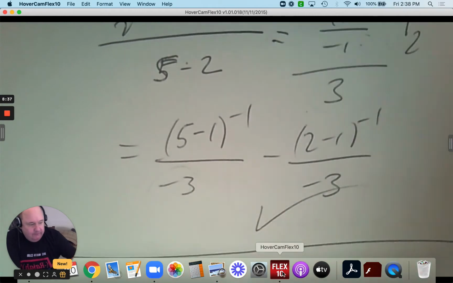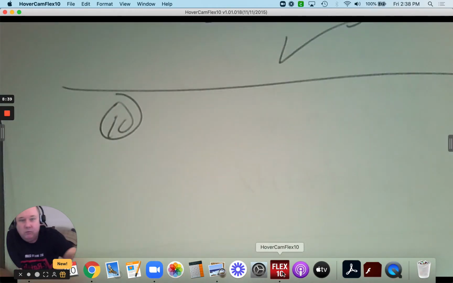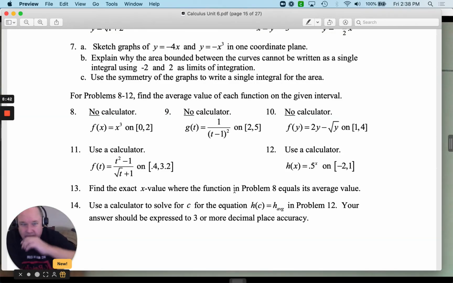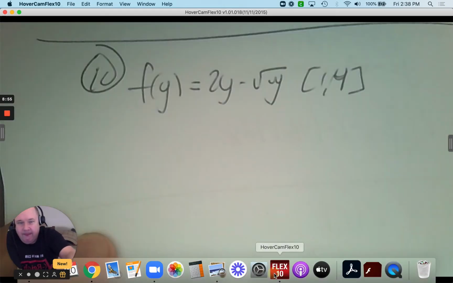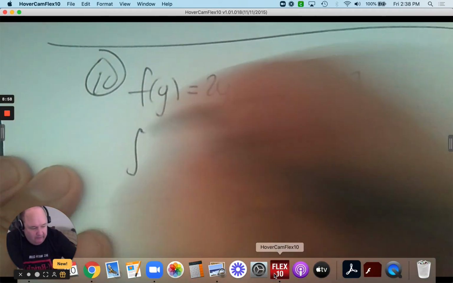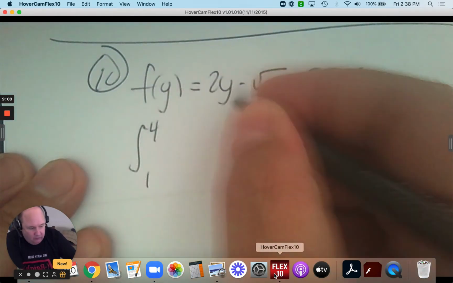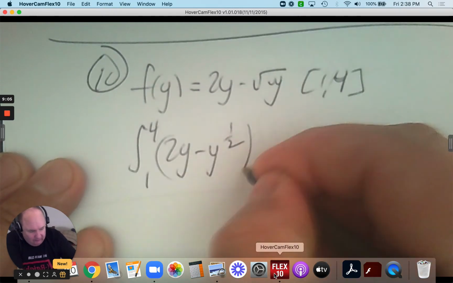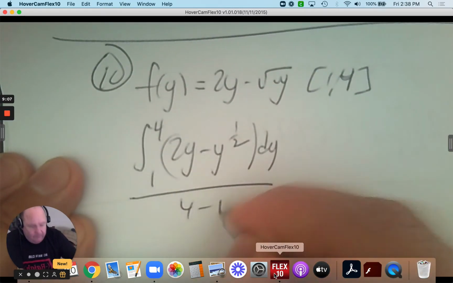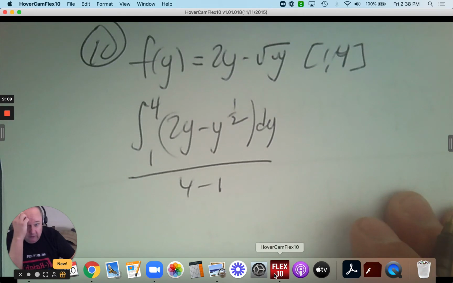10. In number 10, again, no calculator. We have a function. I want to find the average value of that. And then how do I find the average value from 1 to 4? A simple formula that we use for average value is we integrate over the interval, so that's 1 to 4, and we integrate that. Now I'm going to write this in a calculus-friendly way, and then divide by the difference of the bounds. So there it is.